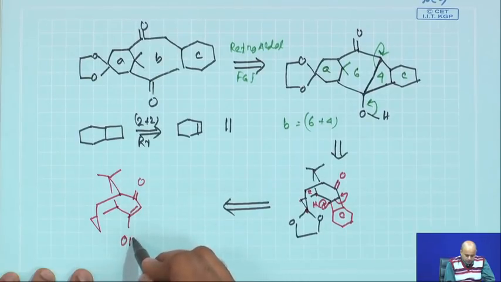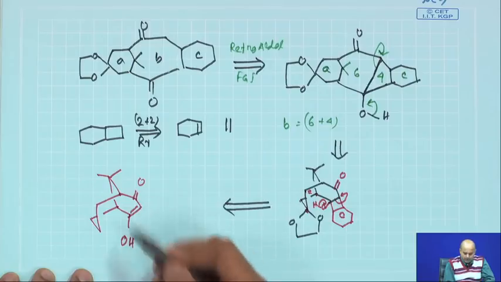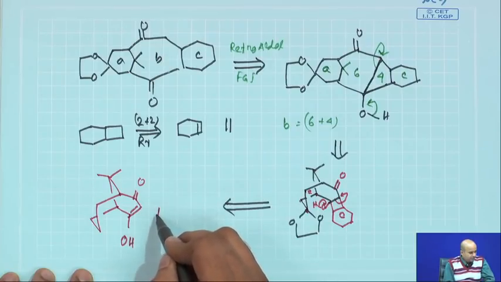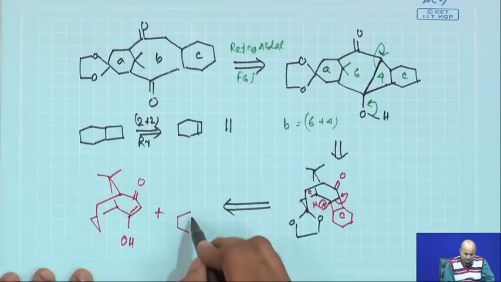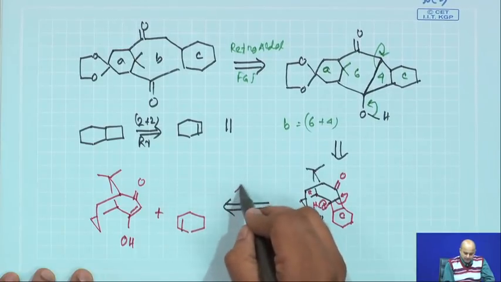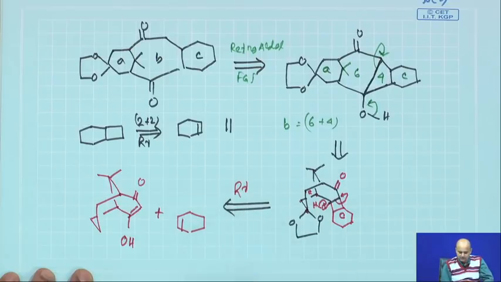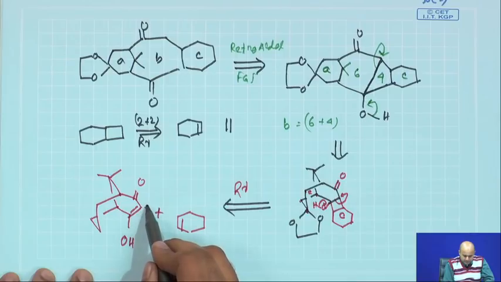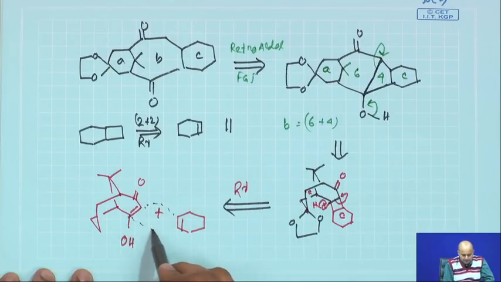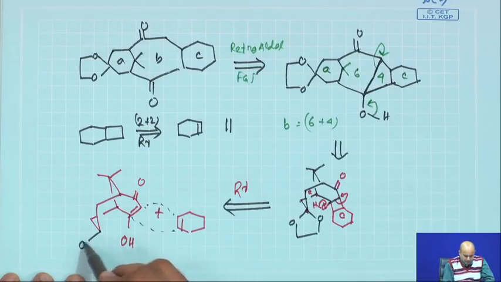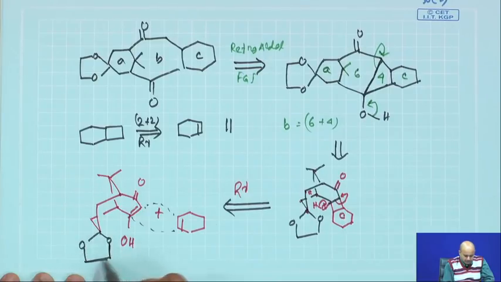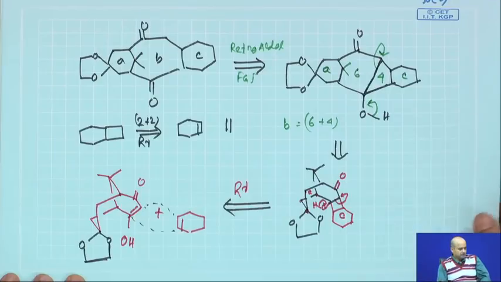1,3 diketone in the enolization form, and then you react this compound with a cyclohexene in a 2 plus 2 fashion. So, this will give you the 4 member ring with this connection and this connection. Then the alcohol part will undergo the retroaldol reaction. This ketone is basically protected as its ketal. So, now we will do the forward synthesis.